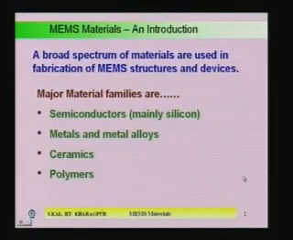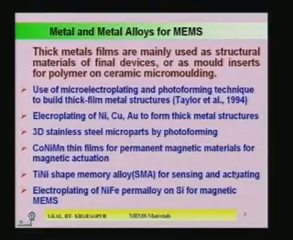The materials which are used for MEMS are basically from different groups. Some belong to the metals or metal alloys, some to semiconductors, particularly silicon, and other than those, sometimes we use some ceramic materials and polymer materials. So, these are the four classes of materials which are used for making various kinds of microsensors. Now, let us concentrate first on metals and metal alloys for MEMS.